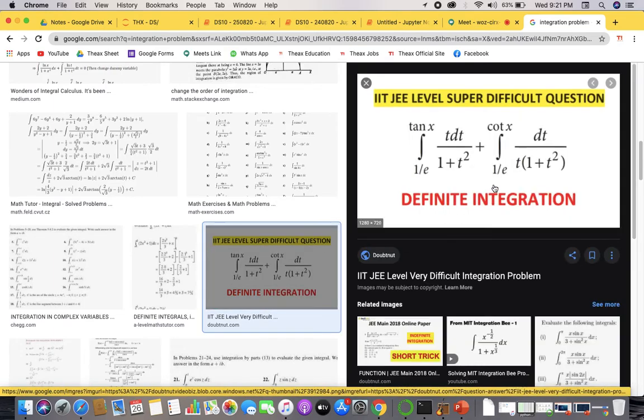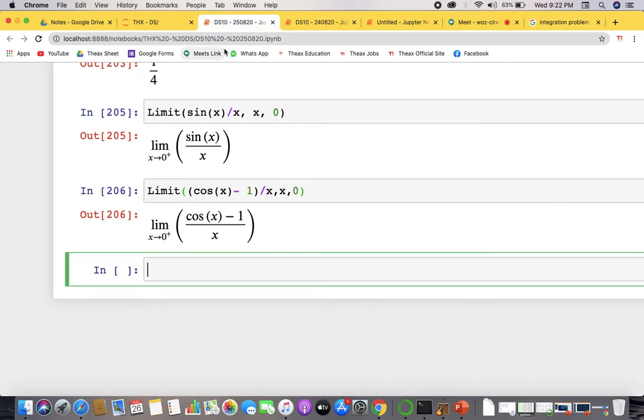Okay, we have got a super difficult question of IIT JEE. Let me take a snap of this and then I can write this. Let's just solve this IIT super difficult problem. Let's see how much time it takes to solve a super problem. What we require is tan x, cot x, e, the exponentiation there, and dt and all.